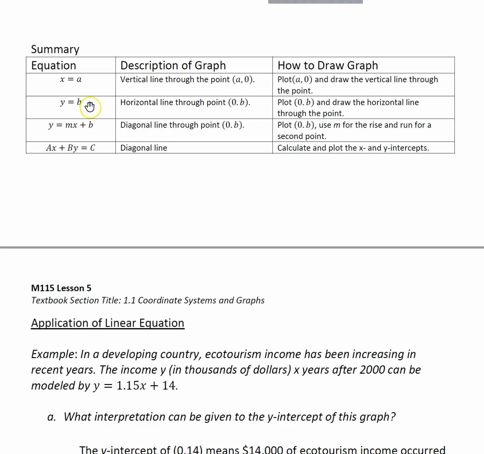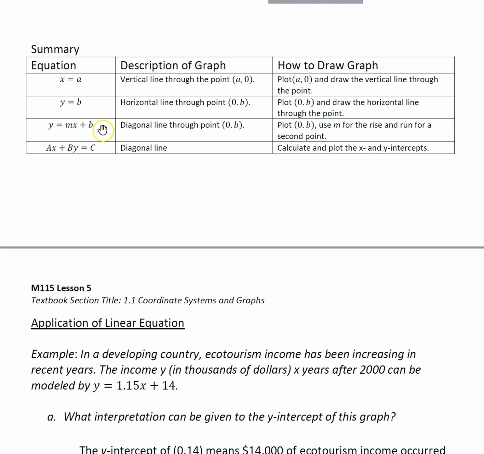In our second example or situation, we have y equals b. So only y equals a number. It'll be a horizontal line through the point on the y-axis that has that b value for the y-intercept. To graph it, plot the point on the y-axis and draw a horizontal line.